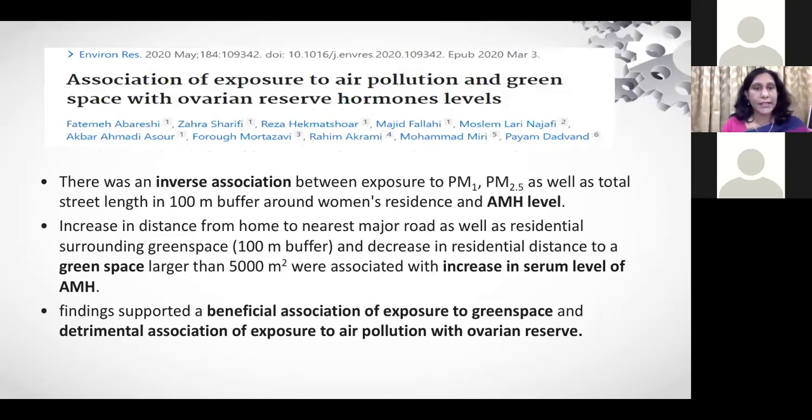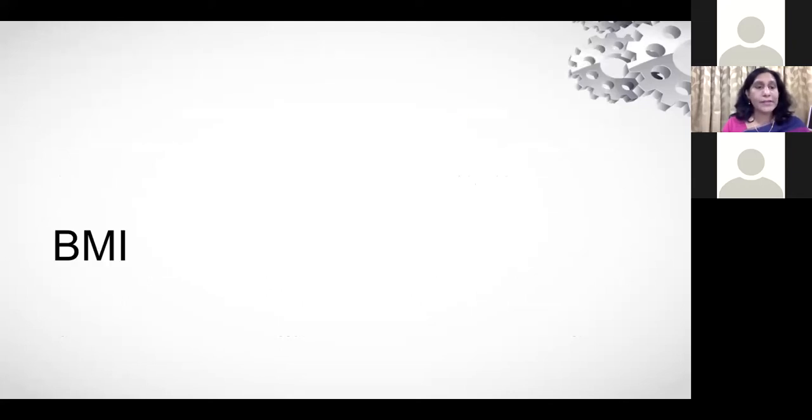Now, in this study, which was by Fatima et al., they also found an inverse association between the pollution and AMH levels. And they actually found that green space has an increase in serum level of AMH. So the findings supported a beneficial association of exposure to green space and detrimental association of exposure to air pollution with ovarian reserve. Now, what effect does BMI, or the weight and height ratio, have on the AMH?